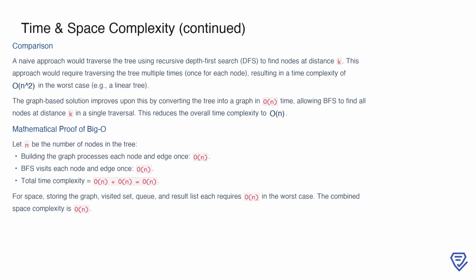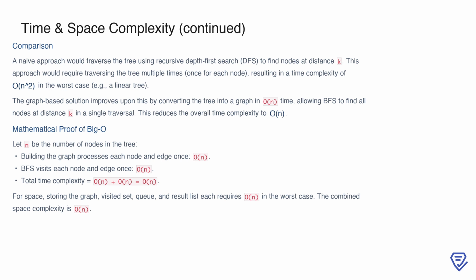Finally, let's compare this graph-based solution to a naive approach that uses recursive depth-first search, or DFS, to locate nodes at distance k. The naive method would require traversing the tree multiple times, once for each node, resulting in a time complexity of O(n squared) in the worst case, such as when the tree is a linear chain. By contrast, our graph-based solution is far more efficient.